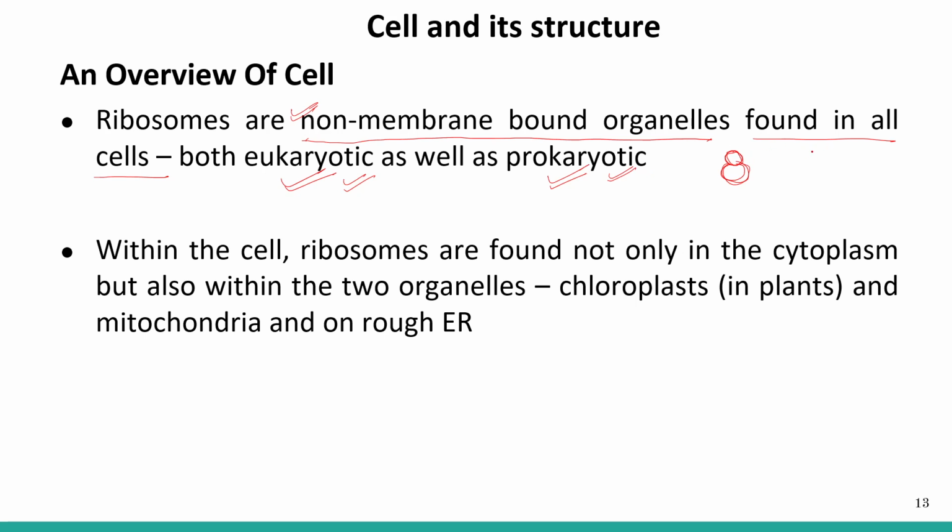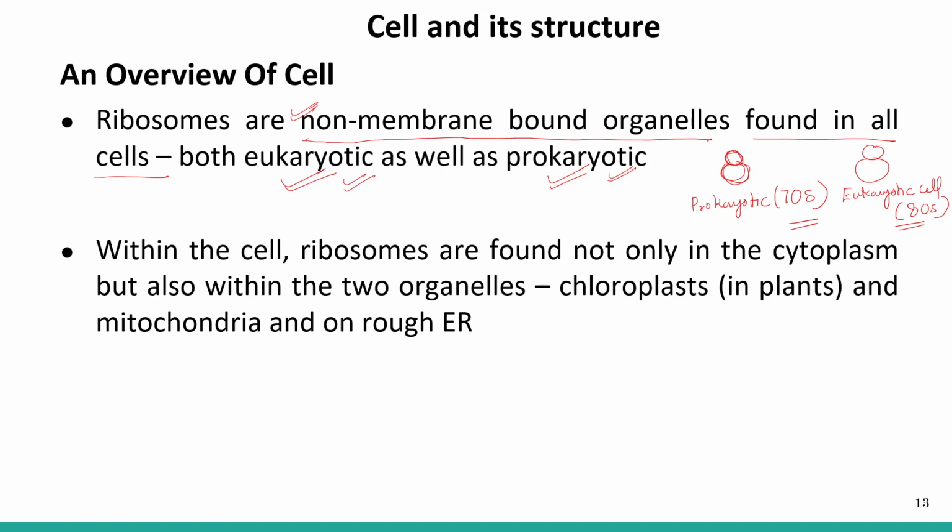So ribosome in the case of prokaryotic cell is of 70S type and ribosome of eukaryotic cell is of 80S type. This is the difference between the ribosome of eukaryotic and prokaryotic.